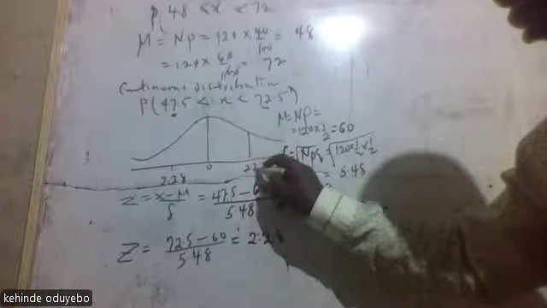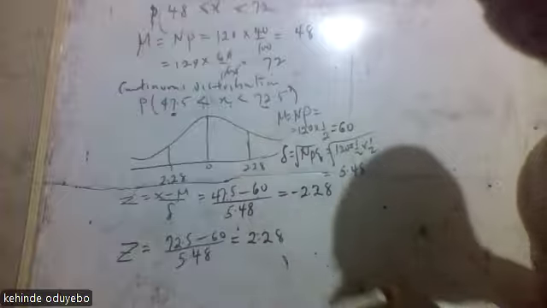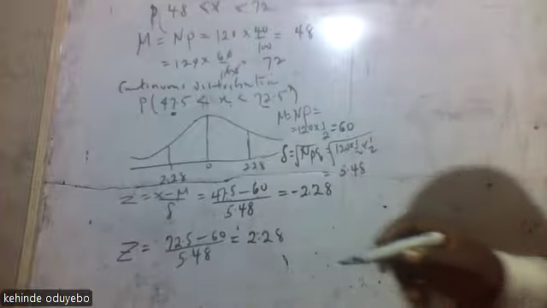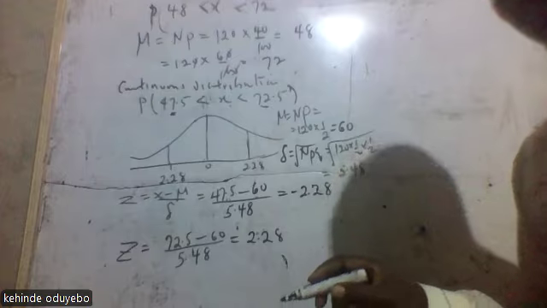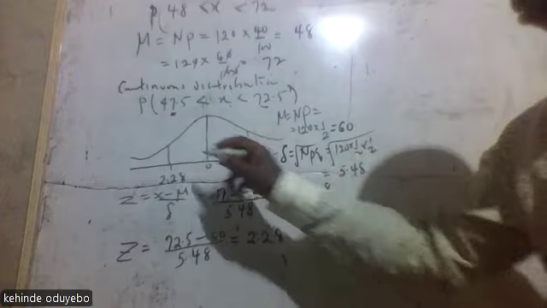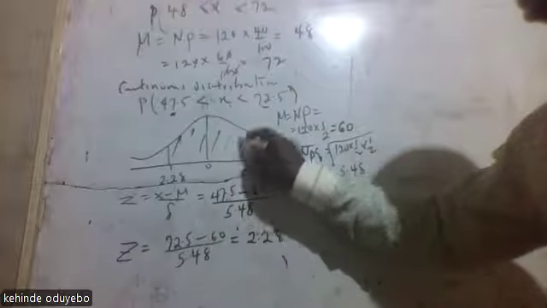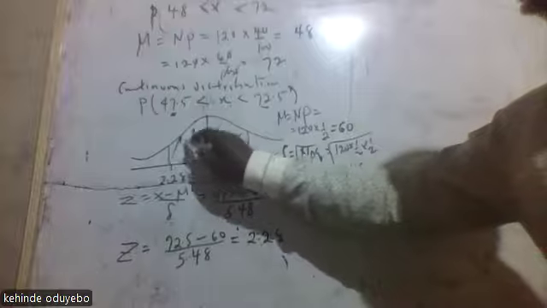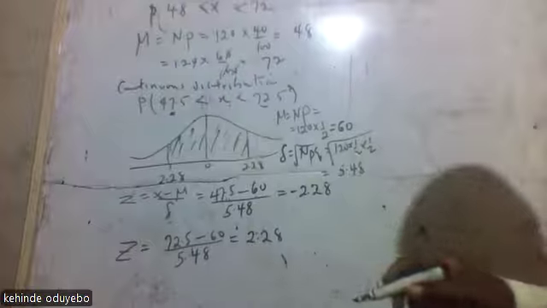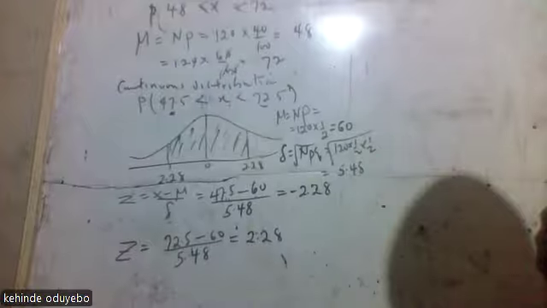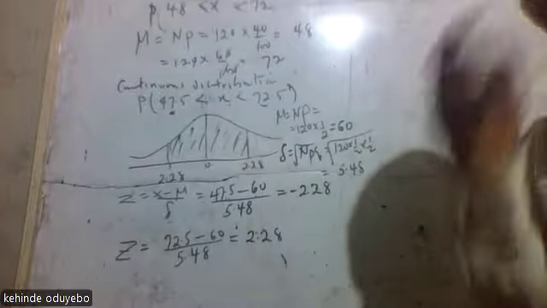Where will I shade? You will shade from negative 2.28 to 0 to 2.28. Good. I'm going to shade this. So how will I calculate it? You check the area under the curve, right?